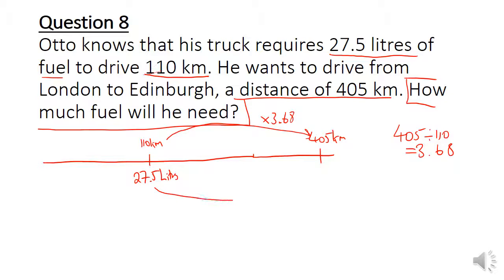So we would need to do the same to the amount of fuel, because if you're going 3.68 times the distance, we'd use 3.68 times the fuel. So if we multiply that by 27.5, that's roughly going to give you about 101.25, but let's call it 101 litres if we round it to the nearest whole number. So he would need 101 litres. What we did there is we did the distance, 405, divided by the rate, the 110 kilometres. We multiplied that by the 27.5, and that gave us the 101 litres needed.